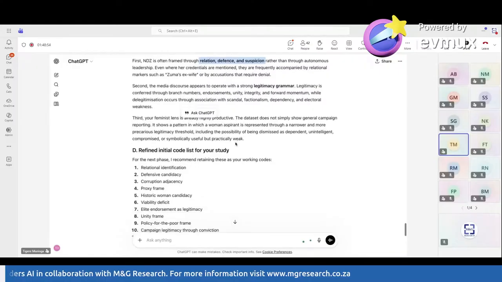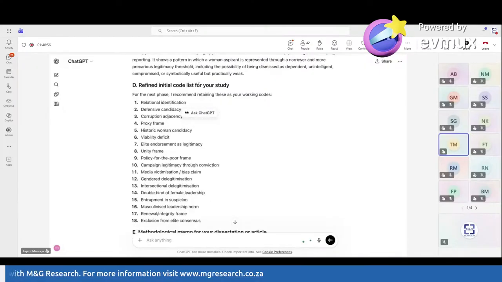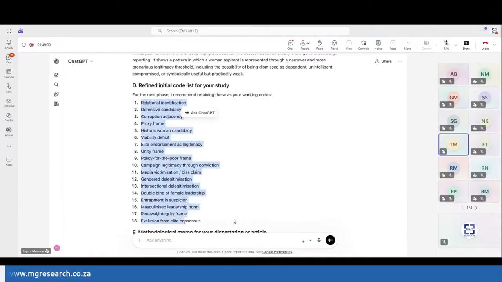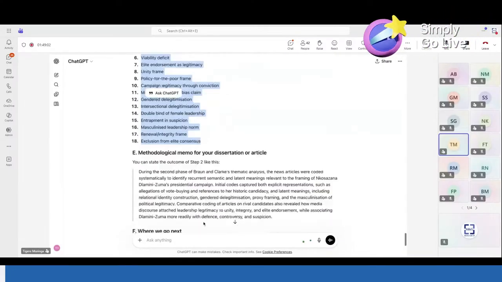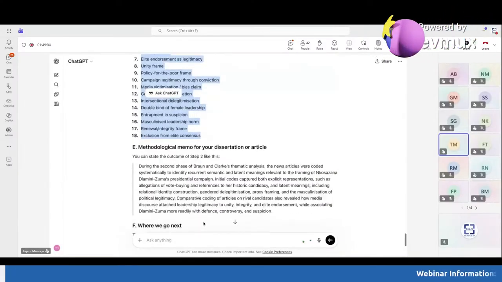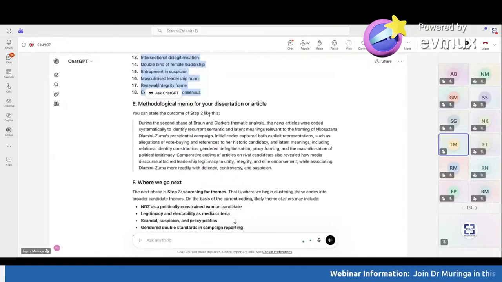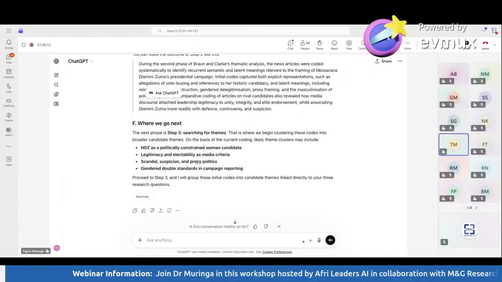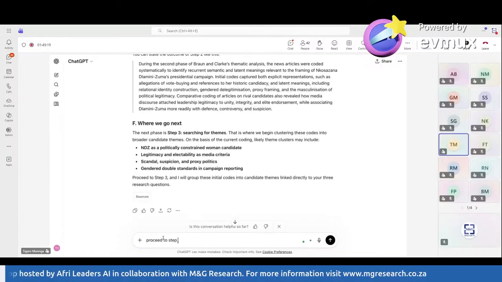So these are our refined initial codes in your study. So these are how many codes? I have 18 codes, right? So for the methodological memo for your dissertation article, you can state the outcome of step 2 like this, right? Where we go next, we need to go to stage 3. So let's proceed to step 3.